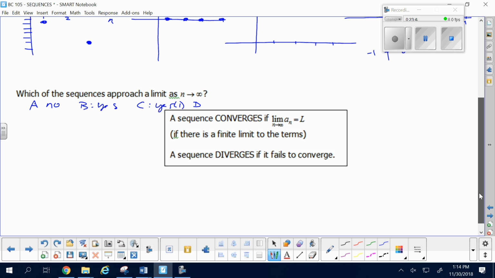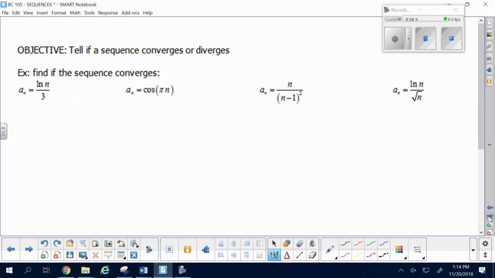Diverges does not mean goes to infinity. Diverges means fails to converge. People sometimes say the wrong thing, and they say, "Oh, it diverges, so it's infinite." That's not necessarily true. If it's infinite, it diverges, but if it diverges, it's not necessarily infinite. All right? Let me give you an example or two here.